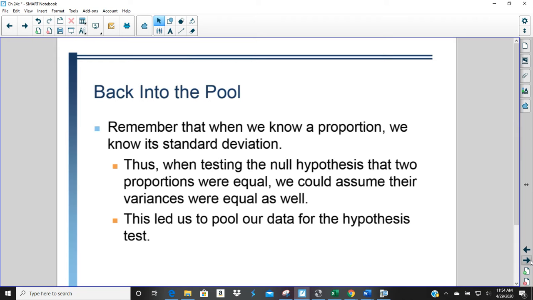Remember that when we know a proportion, we know its standard deviation, because the standard deviation formula is the square root of p times q over n. When testing the null hypothesis, when two proportions are equal, we could assume their variances were equal as well. So if the null hypothesis says both are equal, we can say that the variances are equal. This led us to pool data for hypothesis testing.